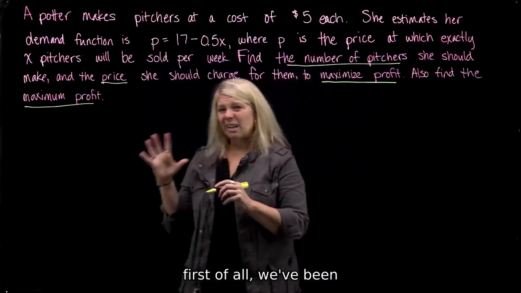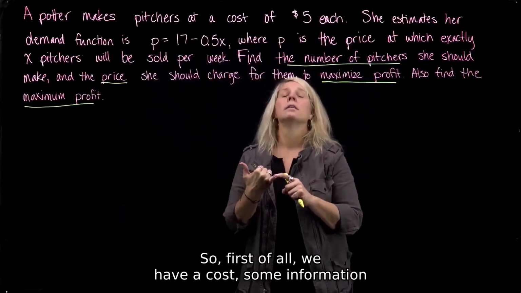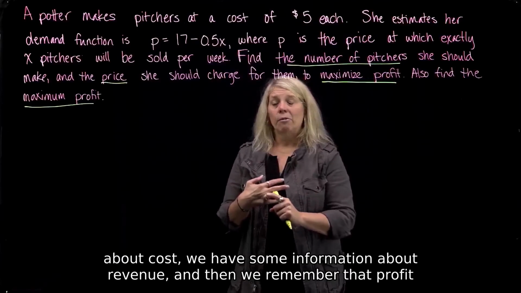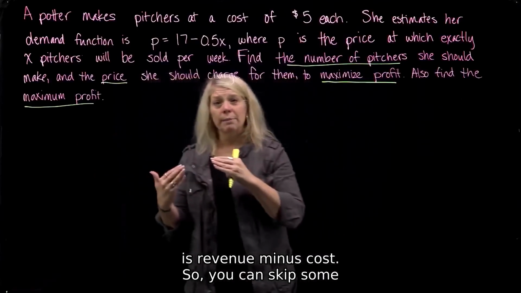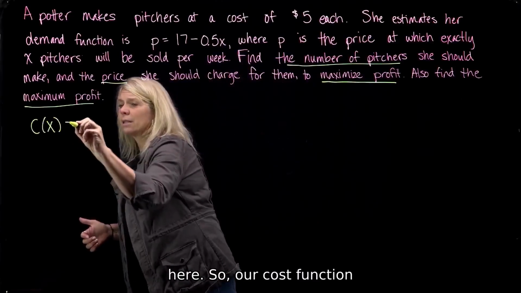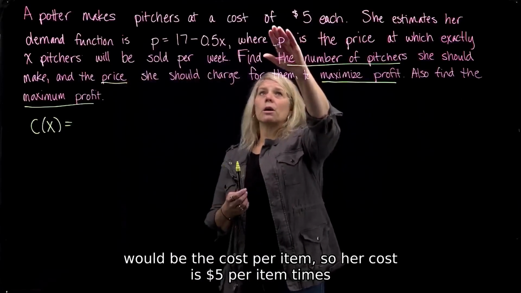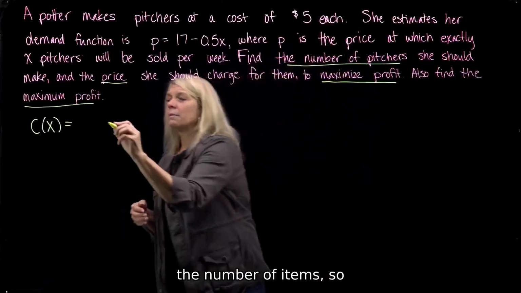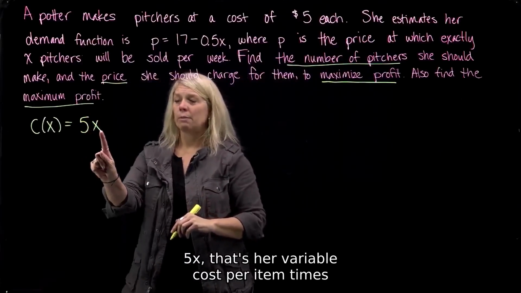So first of all, we've been kind of doing this all semester in this course. We have some information about cost. We have some information about revenue. And then we remember that profit is revenue minus cost. So you can skip some of these steps if you want, and you're not going to mess it up, but I'm going to go ahead and write these out here. So our cost function would be the cost per item. So her cost is $5 per item times the number of items. So 5x. That's her variable cost per item times the number of items.